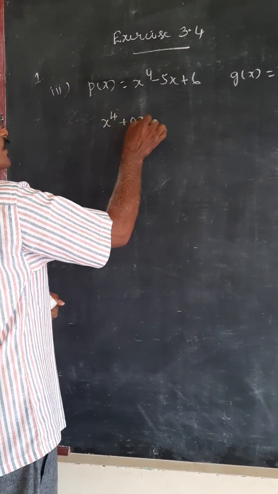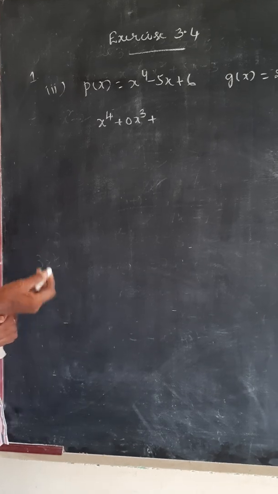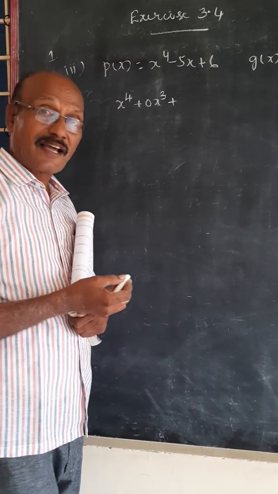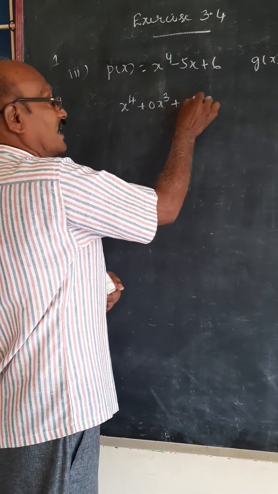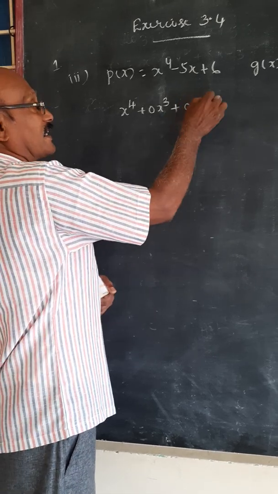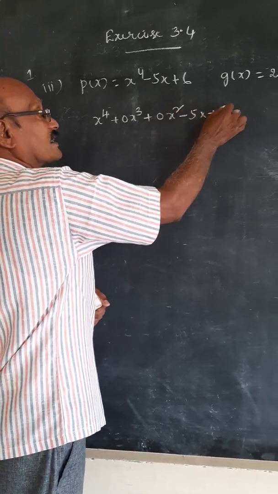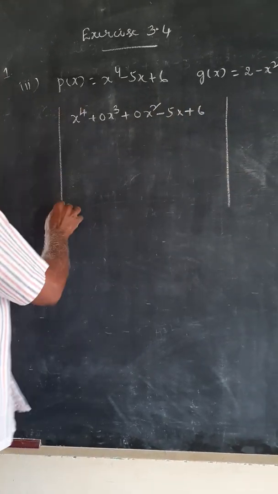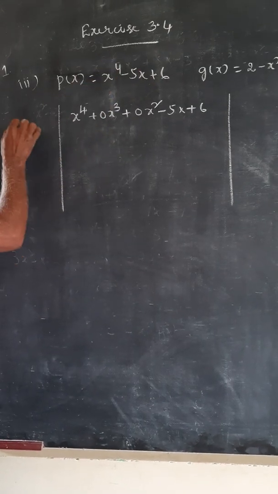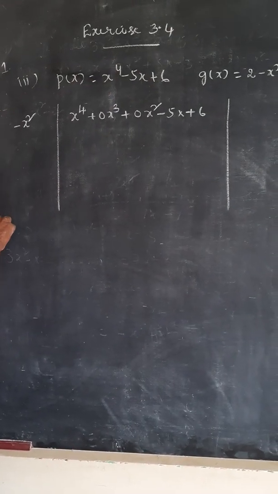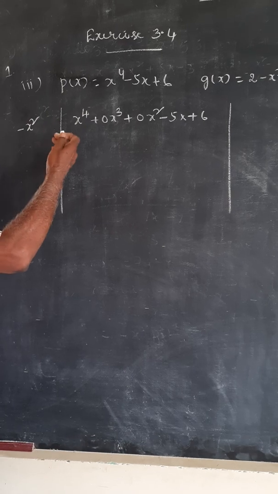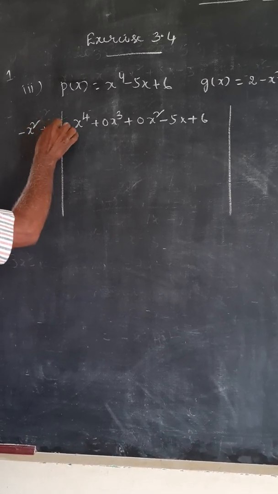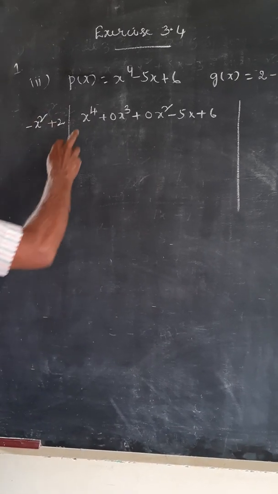If you want, write 0x cube. After x cube, next term x square term. That is also not there. Write 0x square. Next minus 5x plus 6. Divide it with the divisor. What is the highest power? Minus x square. Write the terms in descending order of powers, and plus 2.